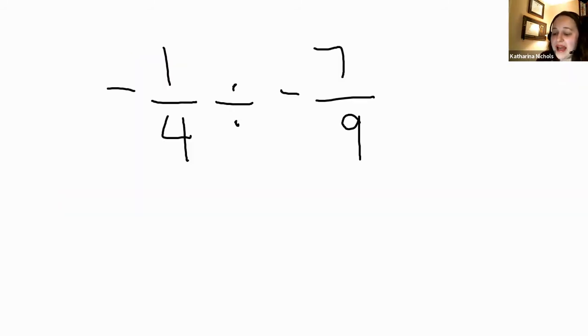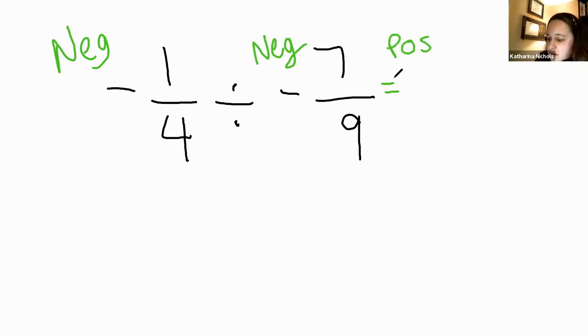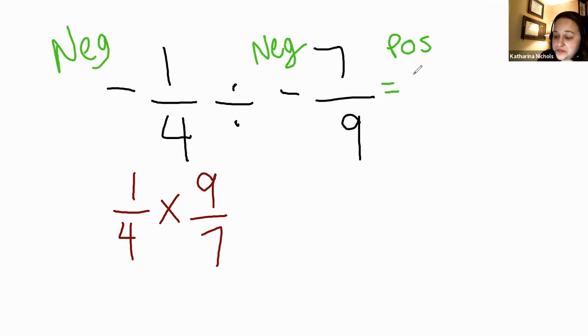-1/4 divided by -7/9. We have a negative times a negative. Our signs are the same. That tells us that our quotient will be positive. Once I've established that my quotient will be positive, I can follow the rest of the steps for dividing positive and negative fractions. I'll keep the first fraction the same, change my operation to multiplication, and flip the second fraction.